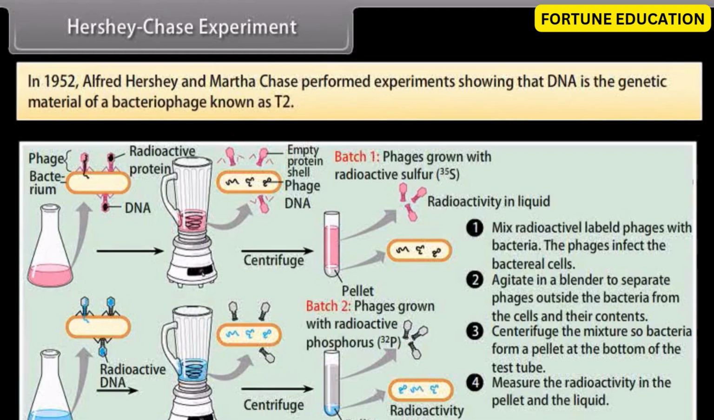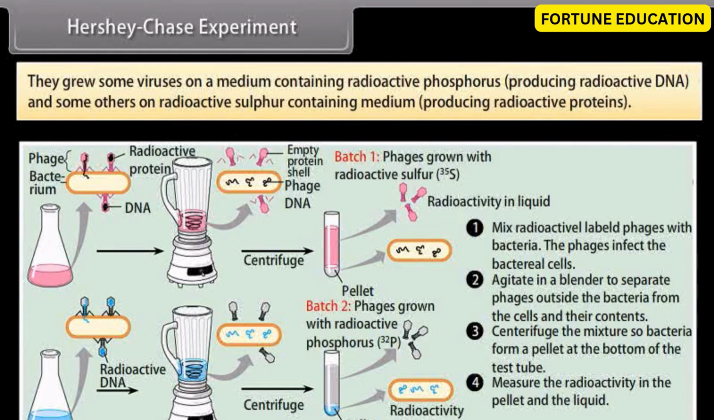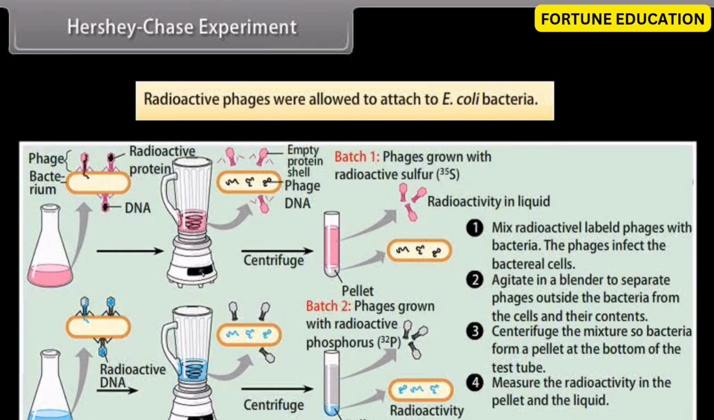Hershey-Chase experiment. In 1952, Alfred Hershey and Martha Chase performed experiments showing that DNA is the genetic material of a bacteriophage known as T2. They grew some viruses on a medium containing radioactive phosphorus, producing radioactive DNA, and some others on a medium containing radioactive sulfur, producing radioactive proteins. Radioactive phages were allowed to attach to E. coli bacteria.